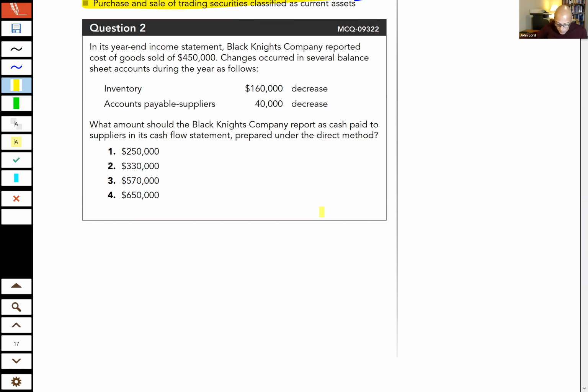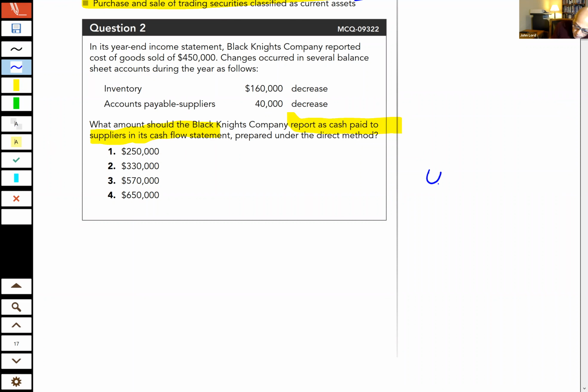Okay, guys, let's take a look at this one. Again, the way you would have done this is to follow that flashcard that I talked about. And we said that for expenses, you should reverse the rules that we've talked about for calculating the net income. So let's take a look at this one. They tell me that they started with cost of goods sold of 450,000. They give me information about these current items, inventory and accounts payable. And then they want me to talk about the cash paid to suppliers.